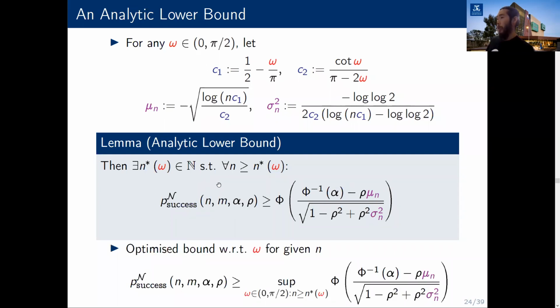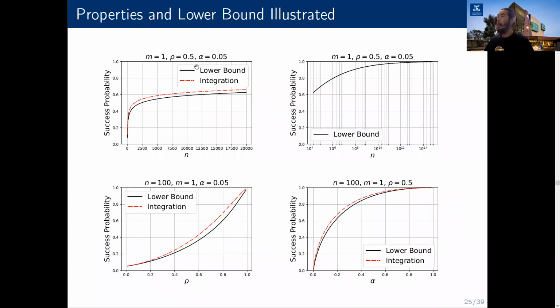And what can also be done is, given the value of n and for a particular omega, you can actually verify whether it's safe to use this analytic lower bound, which then means we can do a sweep over omega and obtain this optimized bound for the success probability. And to illustrate this analytic lower bound, I'm using a few plots here. So in this first plot, we've got the shape of the lower bound quite closely resembling the shape of the curve if you do this using numerical integration.